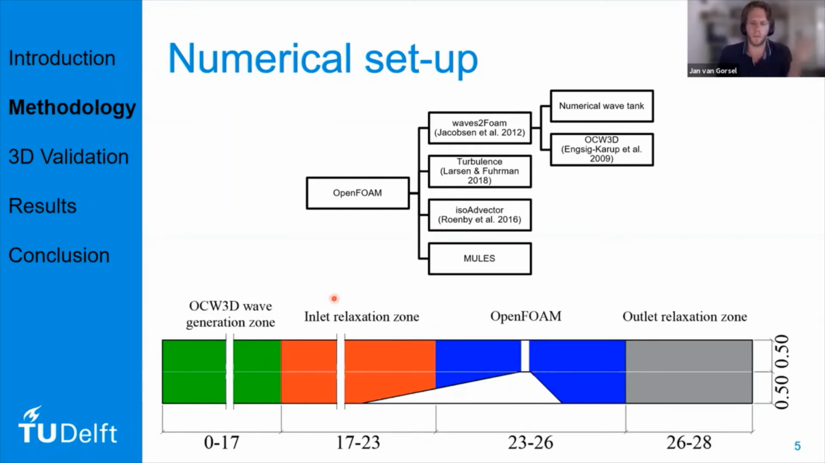We also have the inlet and outlet relaxation zones, which are there to prevent internal reflection of the wave in the domain. Furthermore, we use the stabilized turbulence models proposed by Larsen and Fuhrman, and of course the isolate factor method proposed by Rumby et al. in 2016, and the MULES solver.